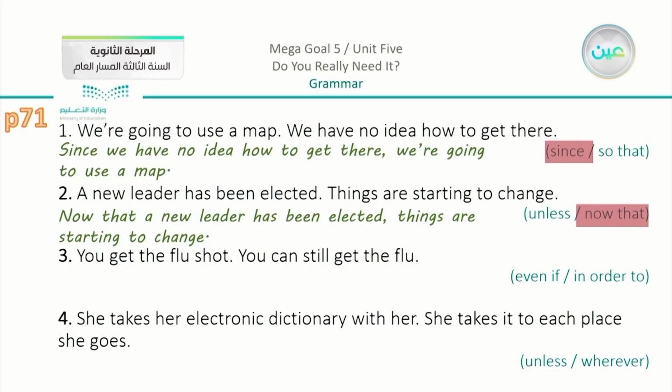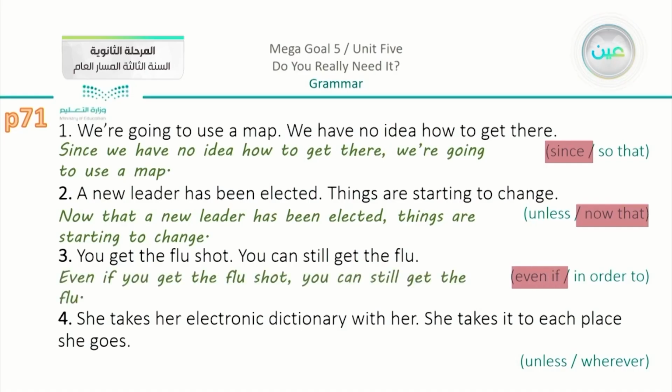Number 3, you get the flu shot, you can still get the flu. So even if, or in order to, you can still, which shows here that we have condition. Now we can say here, choosing even if: you can say, even if you get the flu shot, you can still get the flu, or you can say, you can still get the flu even if you get the flu shot.